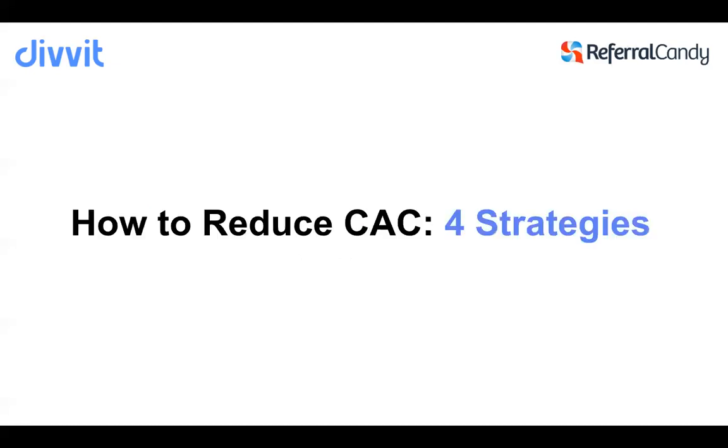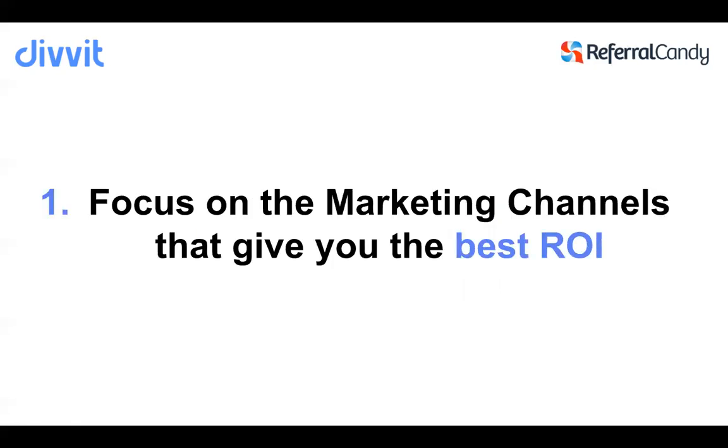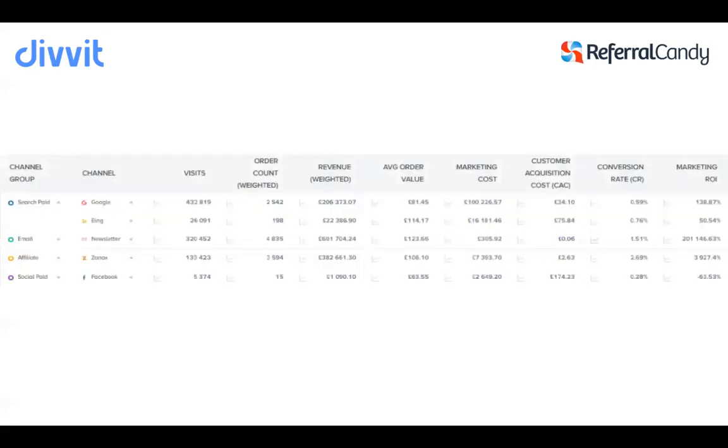So we have 4 main strategies for you to reduce your customer acquisition cost, and we'll just jump right in with the first one. Focus on the marketing channels that give you the best ROI. The very first step that you're going to take in reducing your customer acquisition cost is seeing where you're overspending in your marketing spend. There's no harm in experimenting with different channels, especially paid channels. But the point is, don't sink all of your marketing budget into one basket. You have to look at your data for which of your marketing channels are going to give you the biggest return.